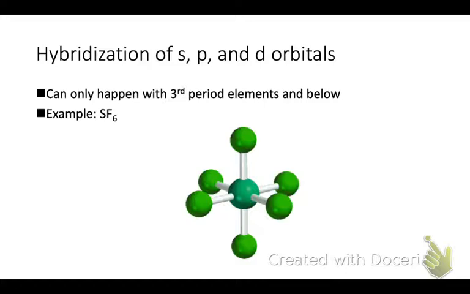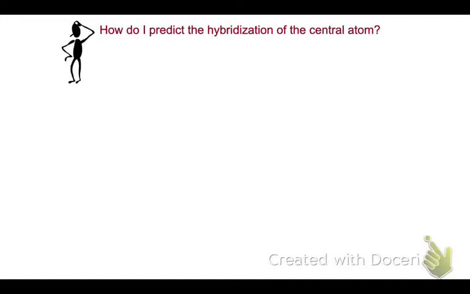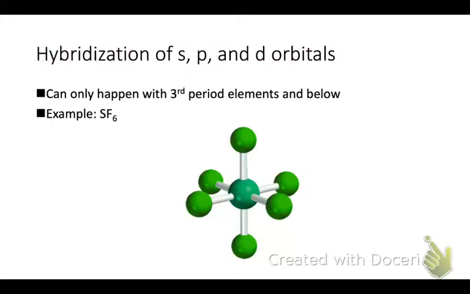When you draw the sulfur hexafluoride, it's octahedral with 6 covalent bonds around sulfur. So sulfur needed 6 hybridized orbitals. How can I achieve that? So let's go back here. How can I achieve that? Let me show you.